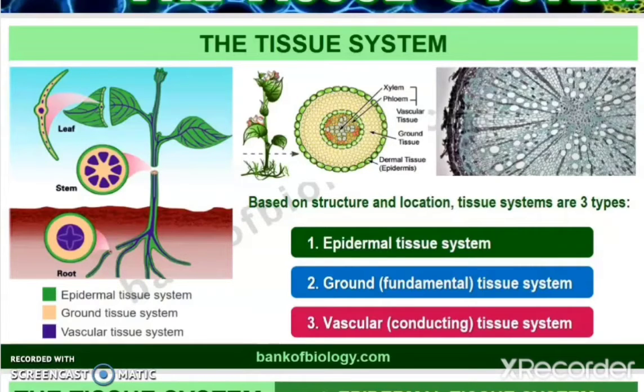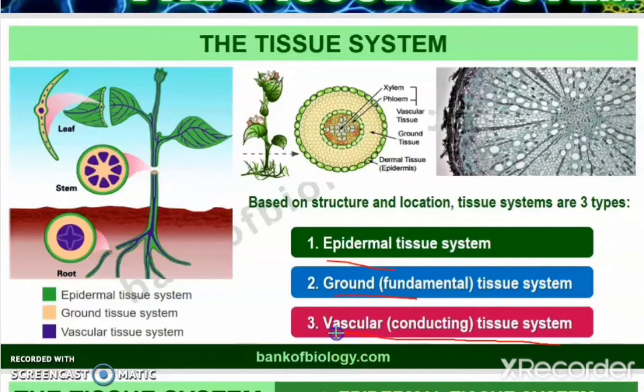Okay, so tissue systems means all the tissues found completely in a particular part. Okay, we can divide all the tissues found in the plant body into 3 tissue systems. Okay, so based on their structure and location, their tissue systems are divided into 3 types. These are epidermal tissue system, ground or the fundamental tissue system, and vascular conducting tissue system.